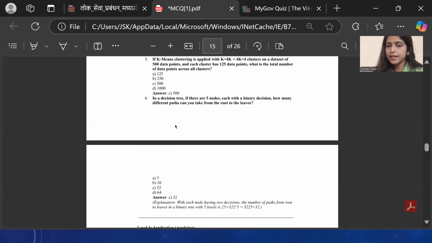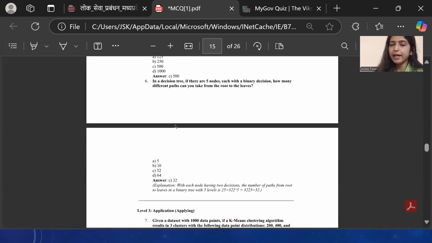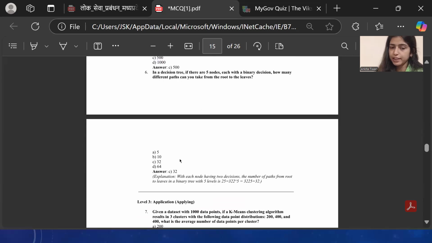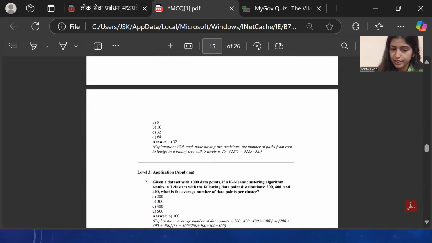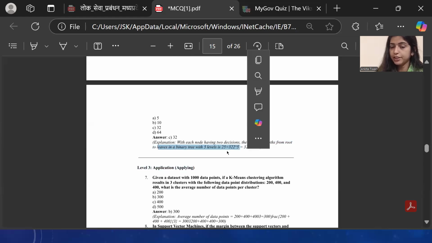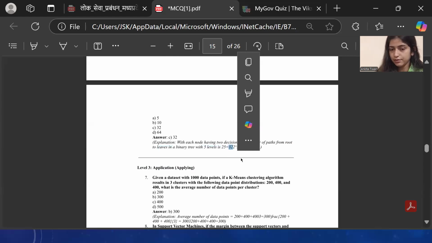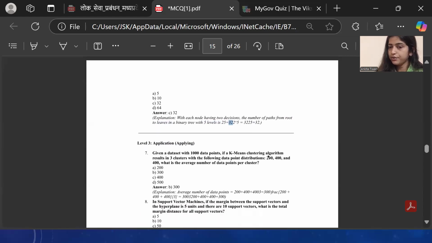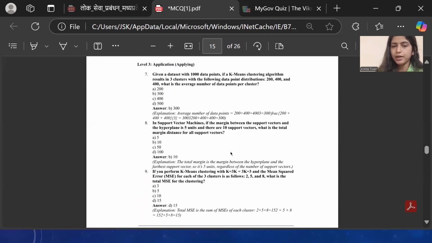In a decision tree, if there are 5 nodes, each with a binary decision, how many different paths can you take from the root to the leaves? So we can use the root, 32. Explanation: with each node having 2 decisions, the number of paths from the root to the leaves in a binary tree with 5 levels is 2 to the power 5, which equals 32. Okay.